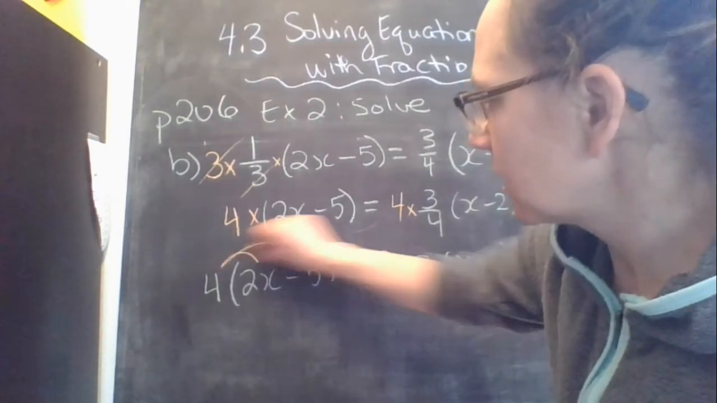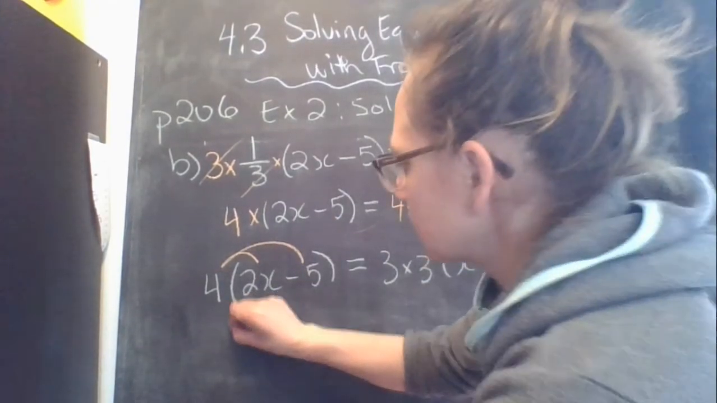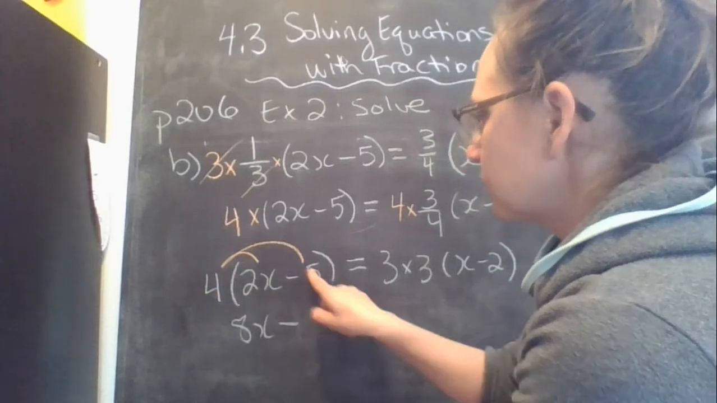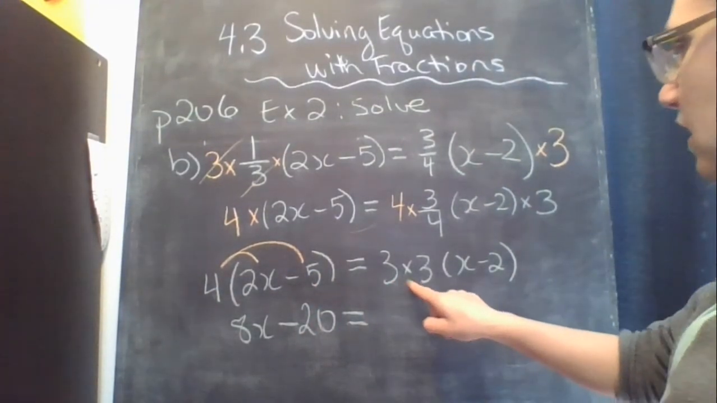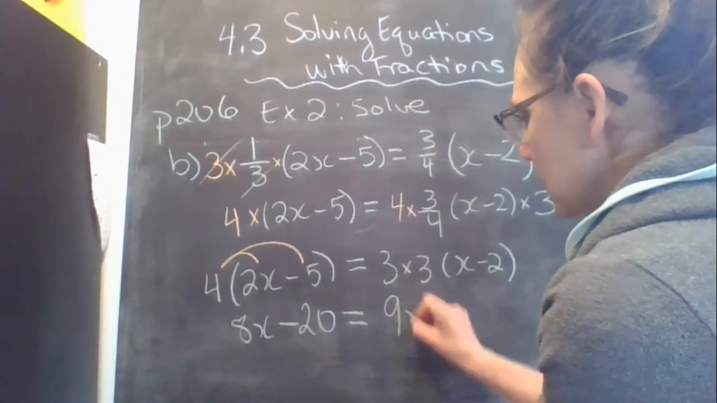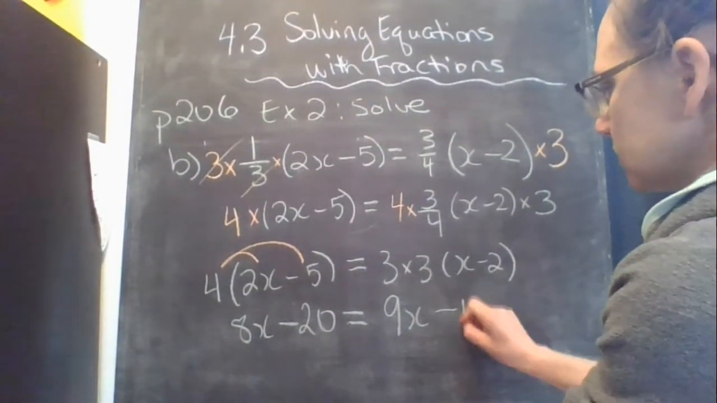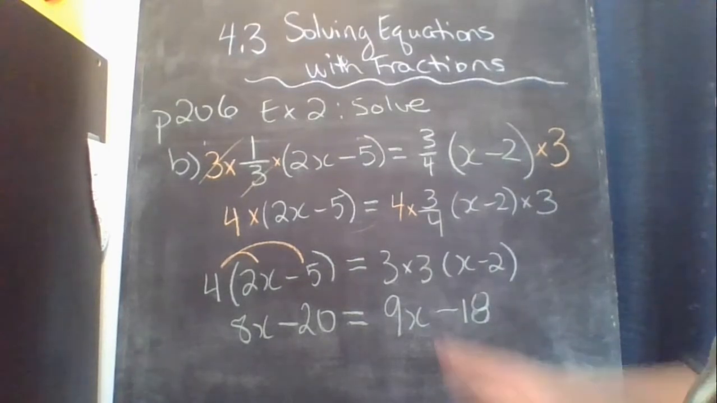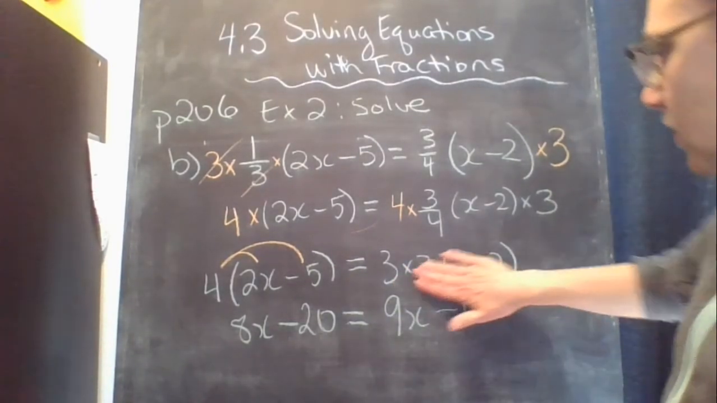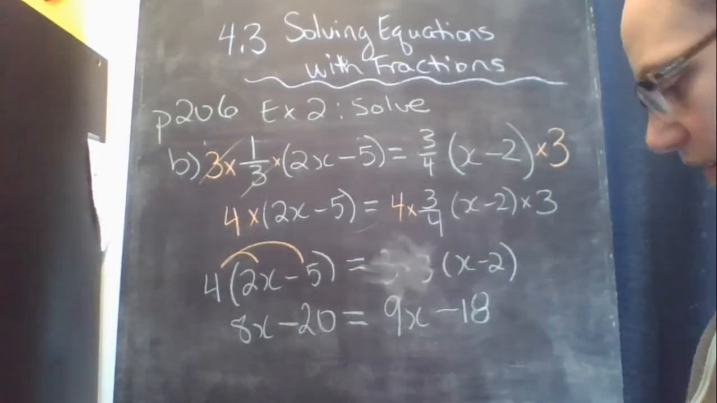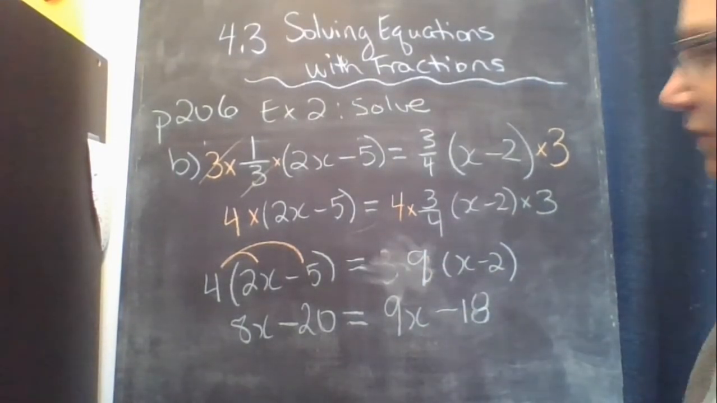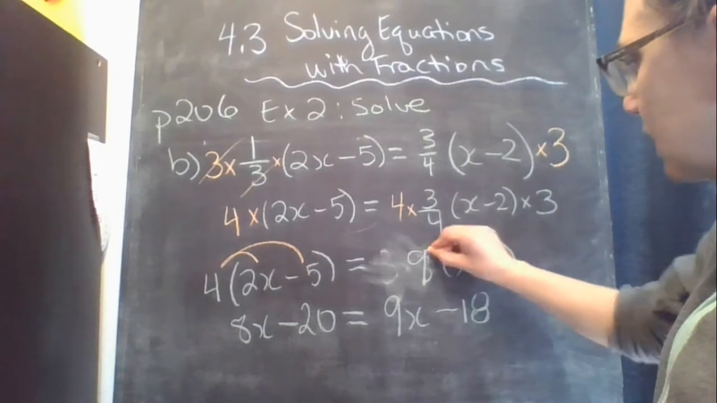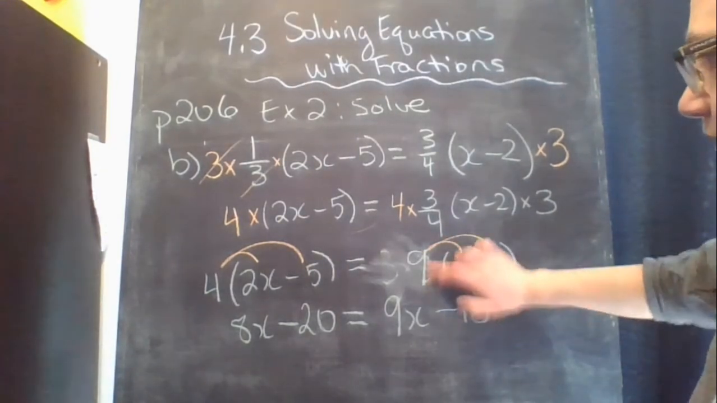So we're going to expand out our brackets here. 4 times 2 gives me 8x minus 4 times 5 is 20 equals, well, 3 times 3 is 9. So 9 times x is 9x. 9 times negative 2 gives me negative 18. And you could have done that before. You didn't have to have written it like that. We could have just done 3 times 3 there and done 9. That would have worked too. That's fine. And then it's 9 times each of those. Perfectly fine.